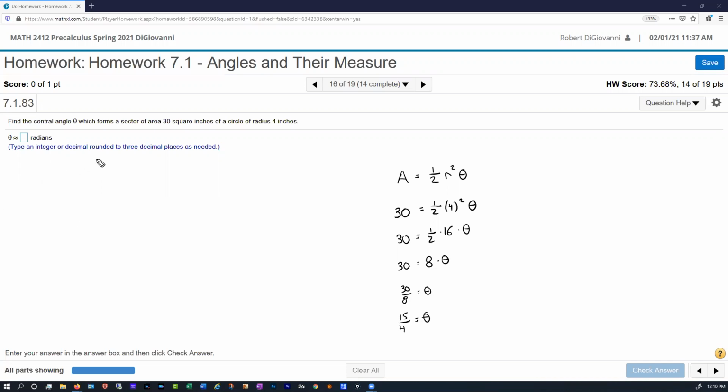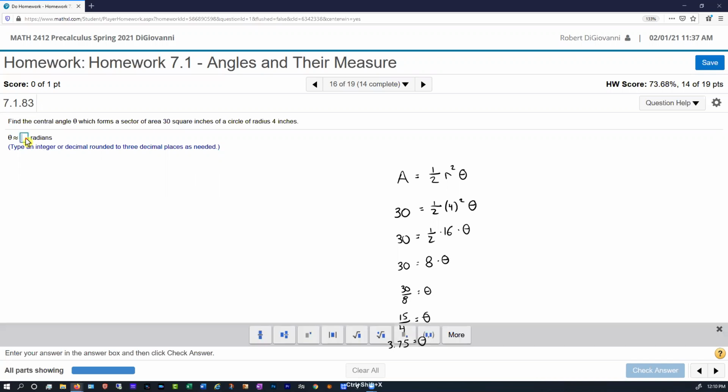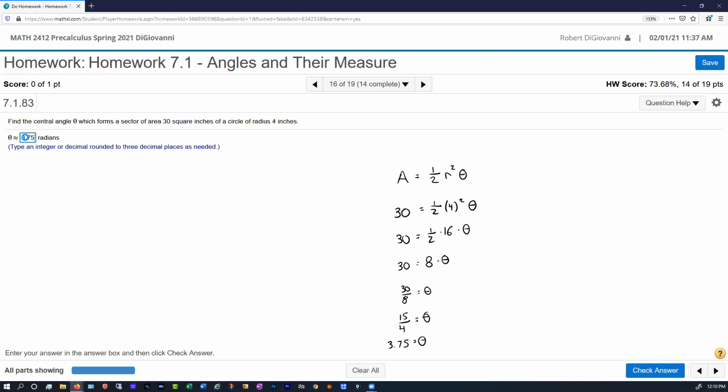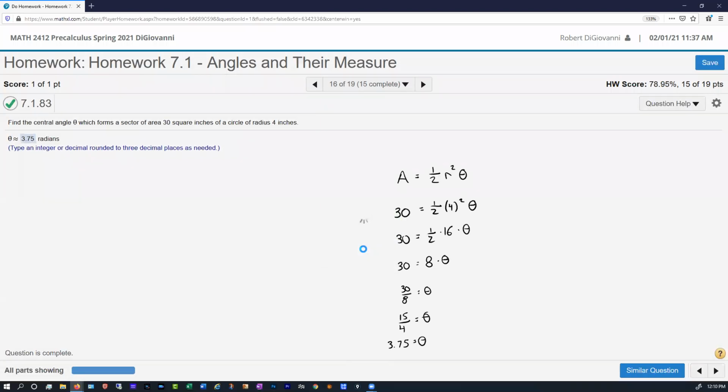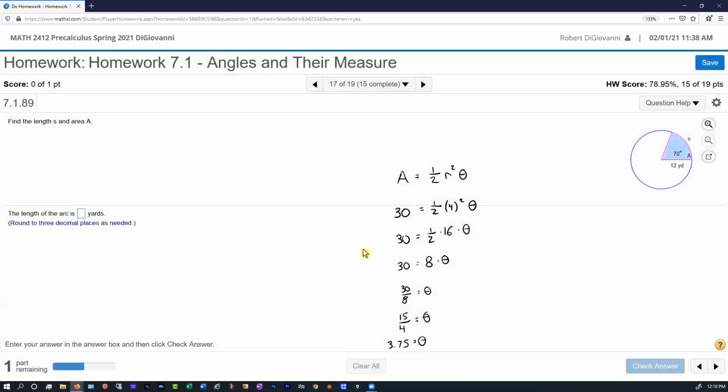And they want this rounded to 3 decimal places. So 15 divided by 4, and we get 3.75 is theta, in radians. 3.75. There we go. All right, next one.